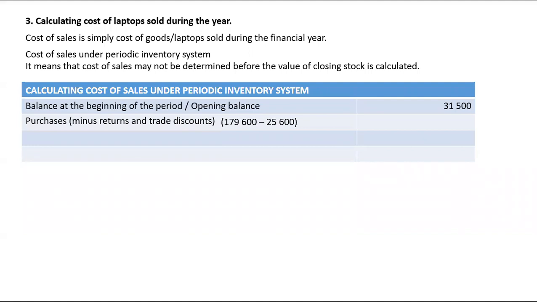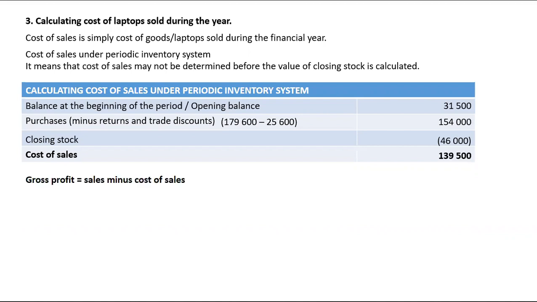As discussed earlier on, when we calculate our net purchases, it will simply be the total purchases minus the total returns. So our net purchases will be 154,000. From that 154,000, you minus the value of your closing stock, and it will give you cost of sales. In this case, cost of sales will be 139,500.